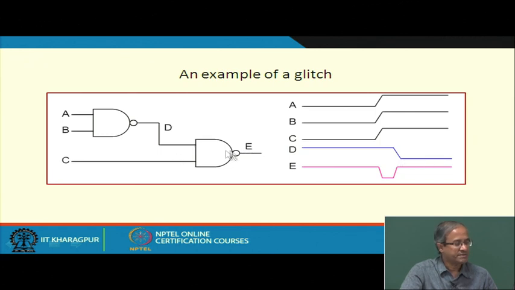Look at the output E. When D is changing, C is already high. So, there is a period where both the inputs are high, and there is a period where one is high and the other is low. Because of this, there will be a temporary period where the output will go to 0 before again settling back to 1. This is a glitch, which is also called a static hazard. That means the output was supposed to remain at 1, but because of delay imbalance, it temporarily goes down and again goes up, which means one discharging and one charging.